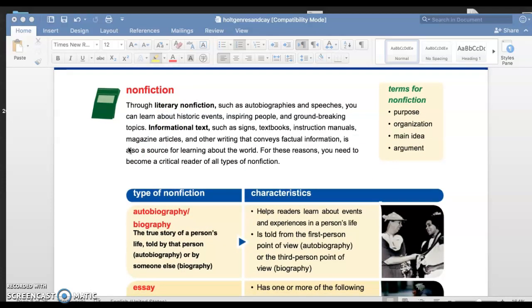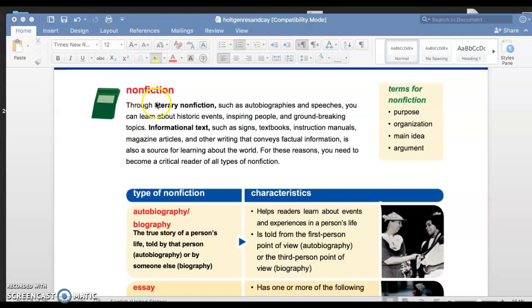So nonfiction. Through literary nonfiction, such as autobiographies and speeches, you can learn about historical events, inspiring people, and groundbreaking topics. Informational text, such as signs, textbooks, instruction manuals, magazine articles, and other writings that convey factual information, is also a source of learning or for learning about the world. For these reasons, you need to become a critical reader of all types of nonfiction.